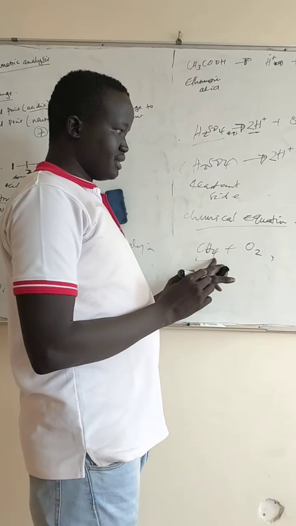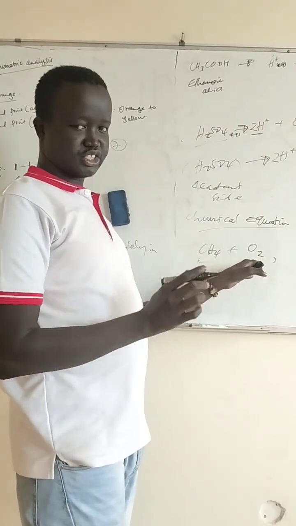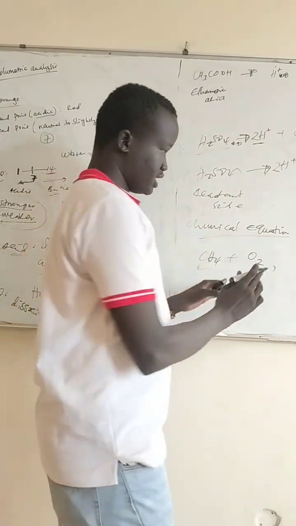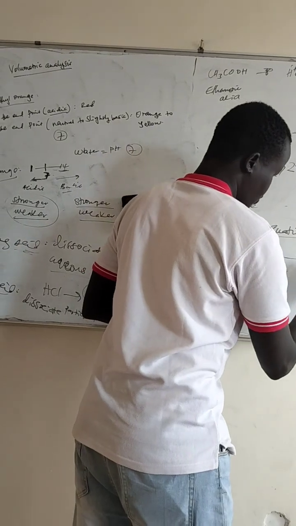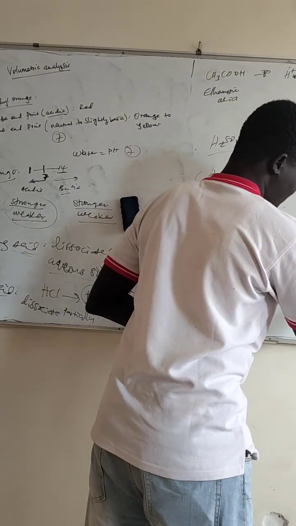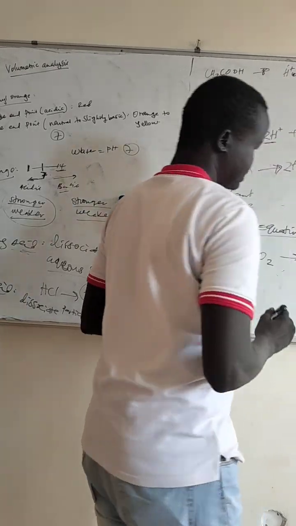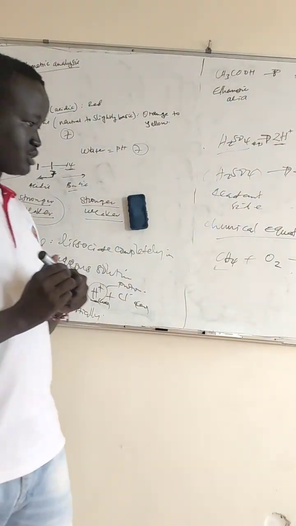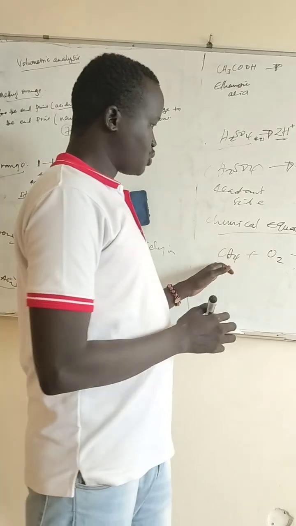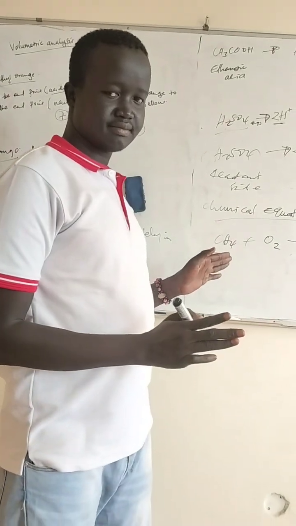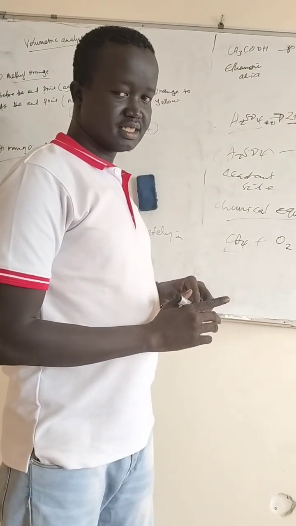We are burning the methane gas in presence of oxygen, in plenty supply of oxygen, in order to give us carbon dioxide plus water. And therefore, this equation is not balanced. It's not balanced.